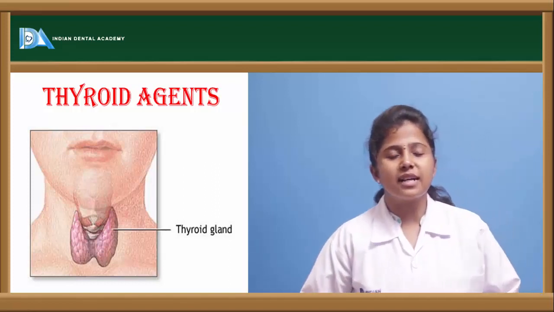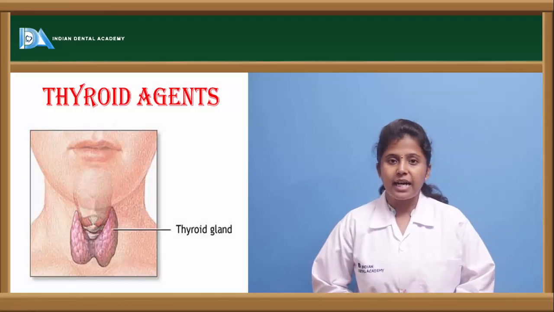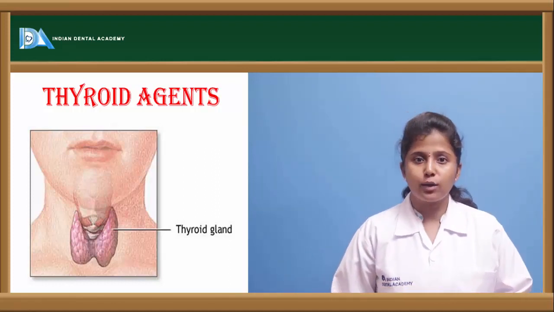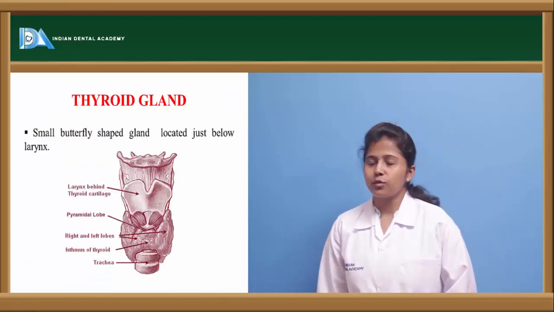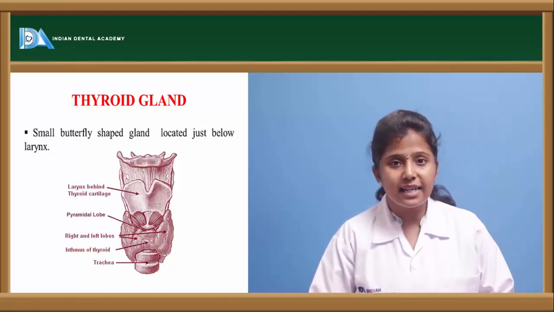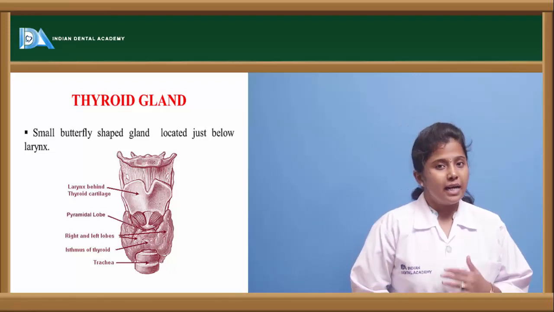Today's class will discuss thyroid agents. So what is the thyroid gland, and what are the secretions of the thyroid hormone? So what is the thyroid gland? The thyroid gland is a ductless gland which is butterfly in shape and is present just below the larynx.